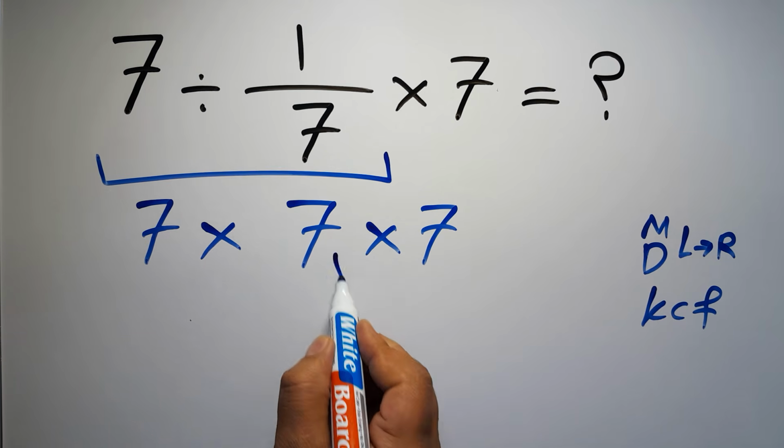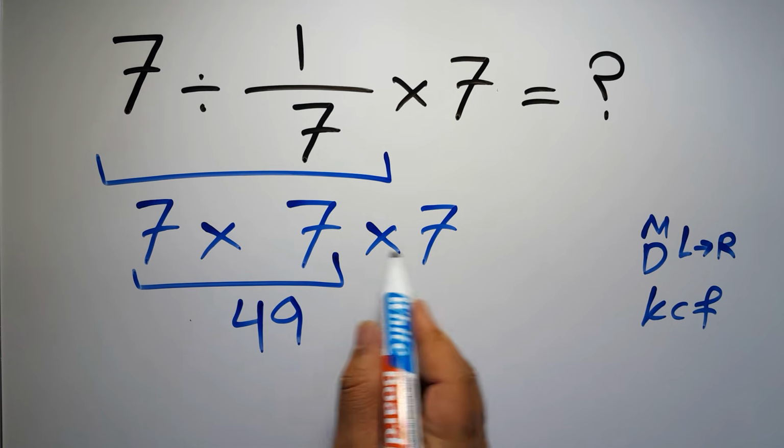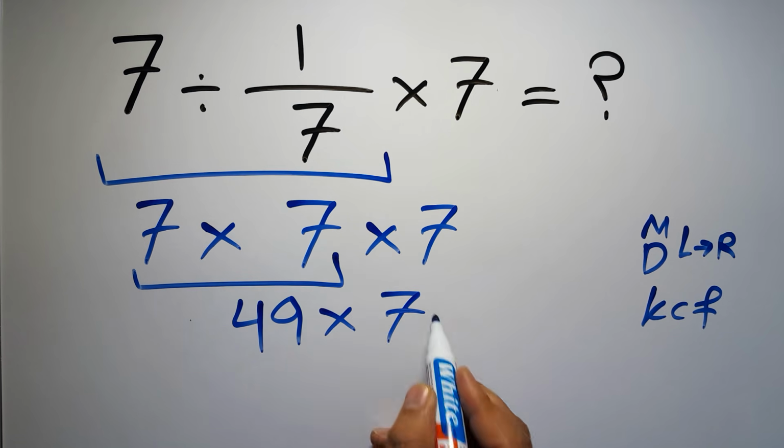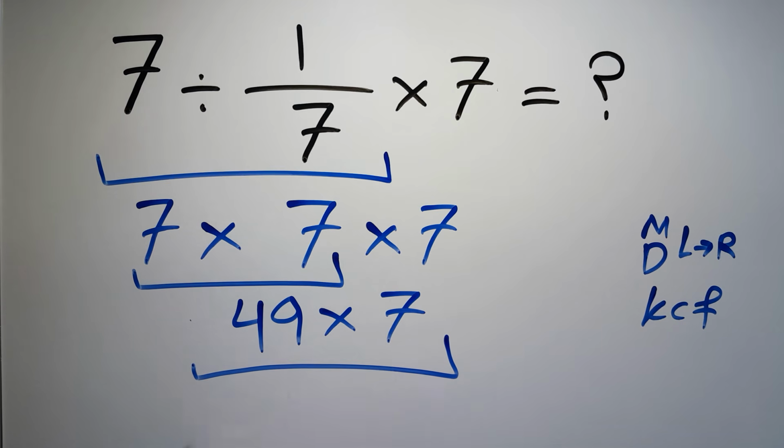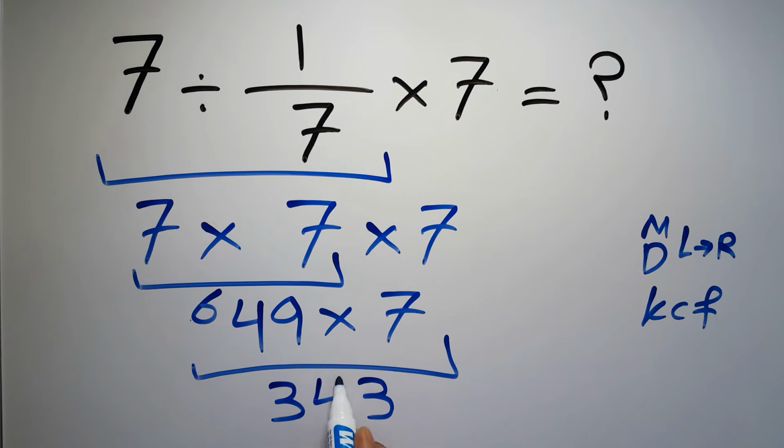7 times 7 gives us 49. So 49 times 7. Okay? 7 times 9 gives us 63. So we write 3 here and carry 6 here. 7 times 4 gives us 28, and 28 plus 6 gives us 34.